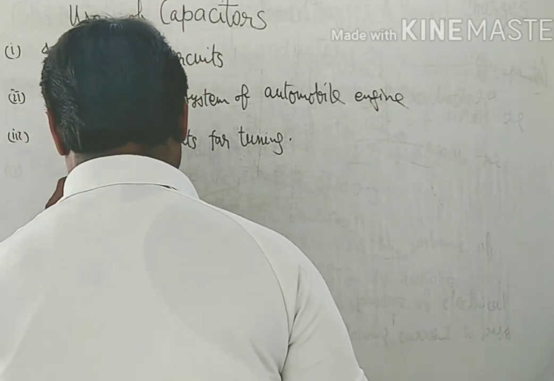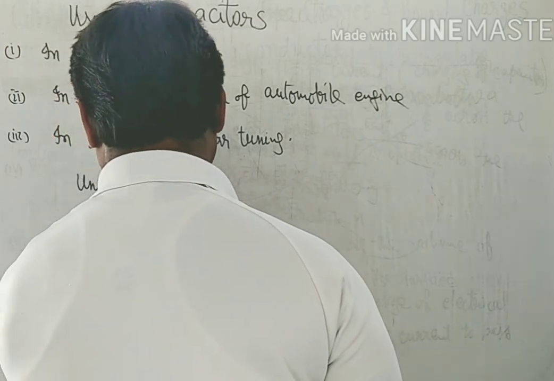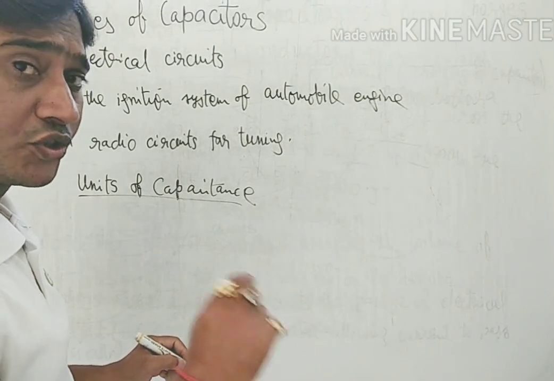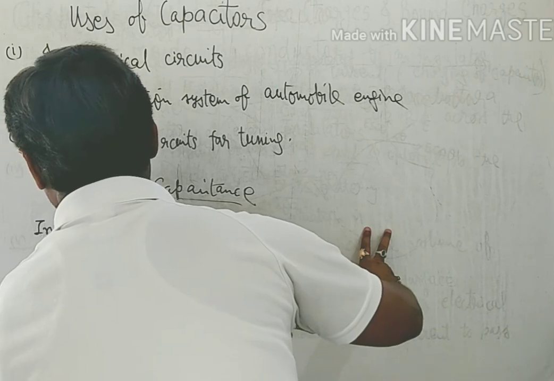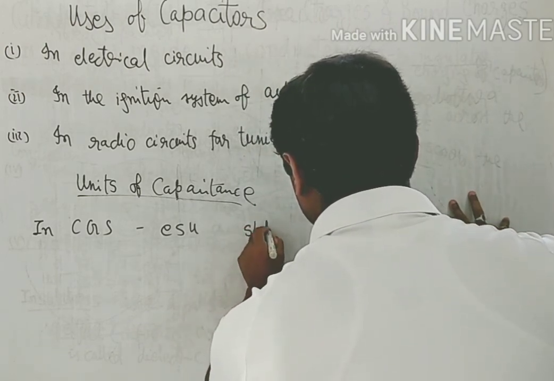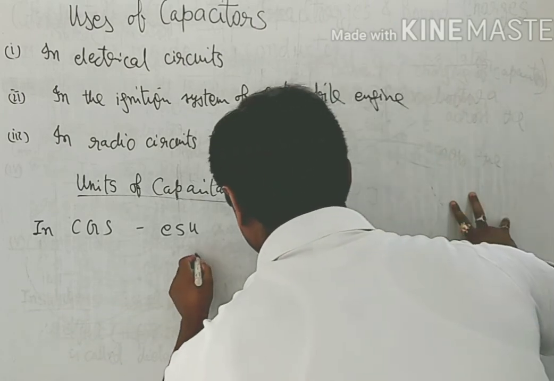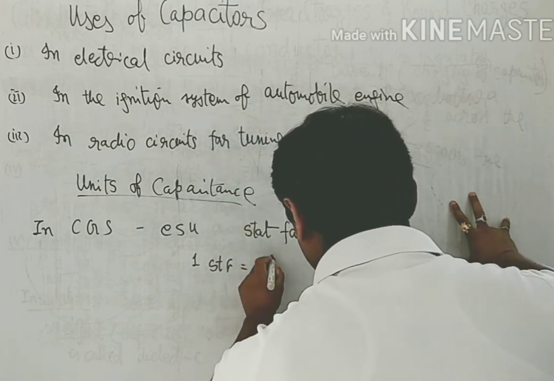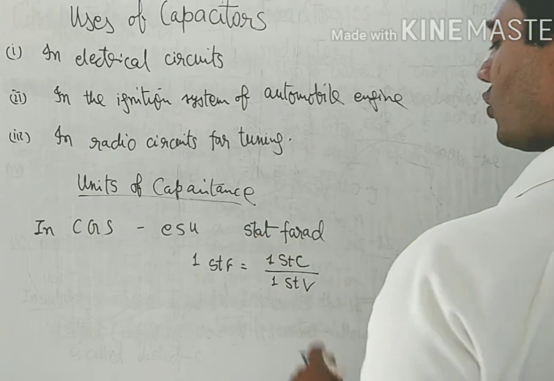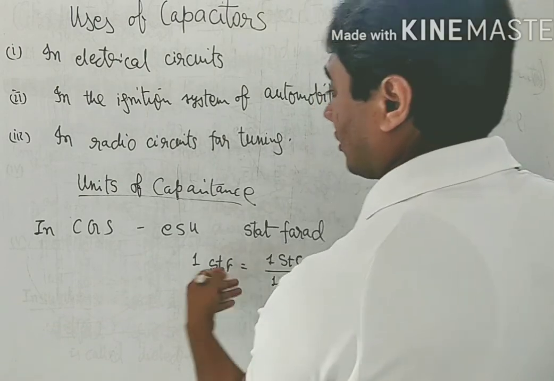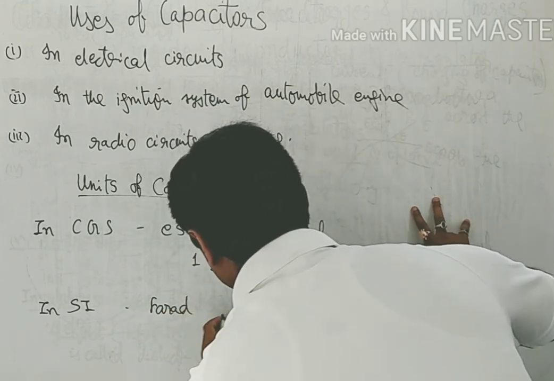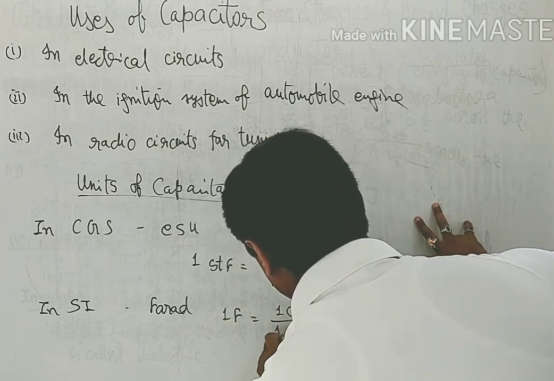Let's have now units of capacitance. Units of capacitance in CGS ESU, electrostatic unit: in CGS ESU, we have the stat farad. One stat farad is equal to 1 stat coulomb upon 1 stat volt. This is the stat coulomb in its basic fundamental units. Now in SI, we have the farad, and 1 farad equals 1 coulomb per 1 volt.